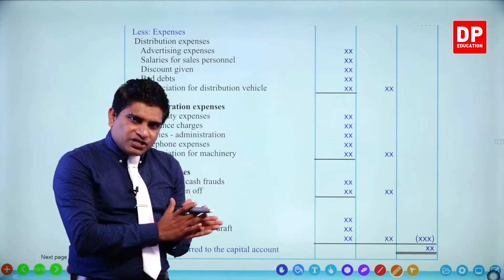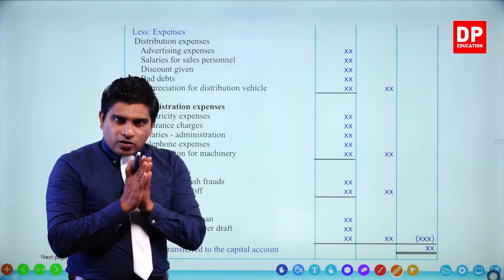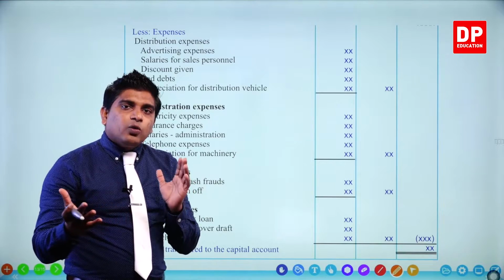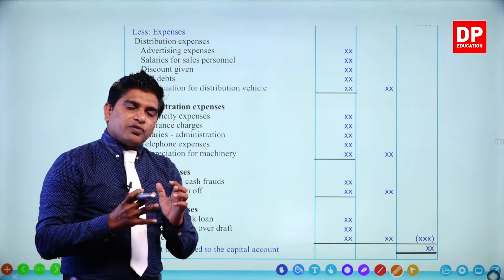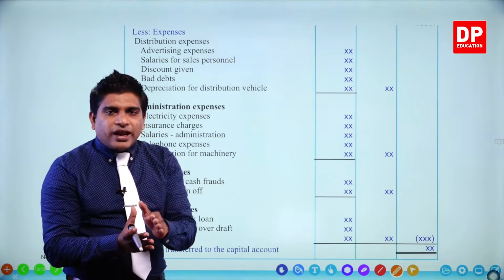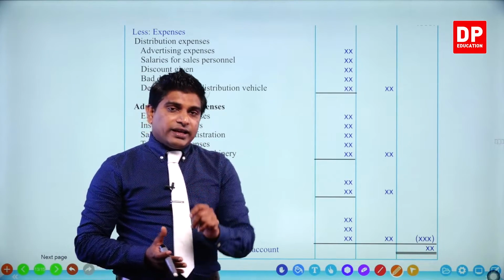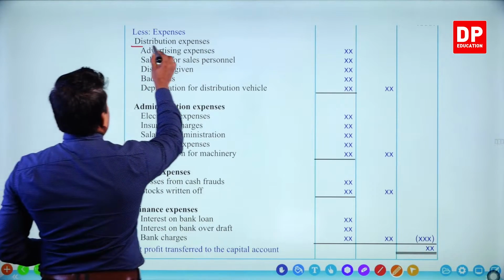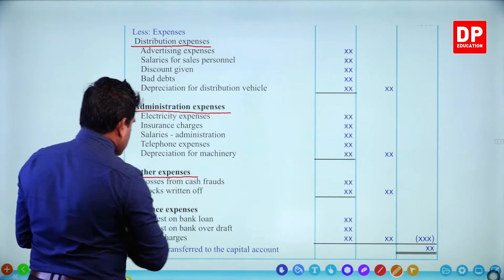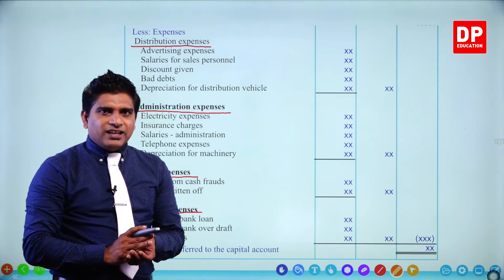Expenses. Income part finish. Sales, subtract cost of sales, then you can see the gross profit. After the gross profit, we write all other income plus gross profit, the total. From that answer, we subtract total expenses. But you know, total expenses here we have to classify under main 4 categories: distributing expenses, administration expenses, other expenses, and finance expenses.